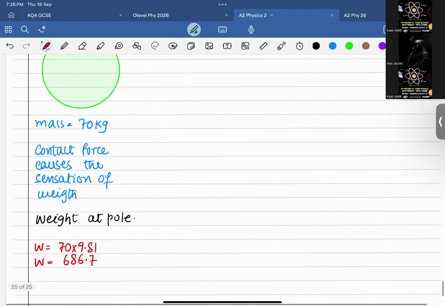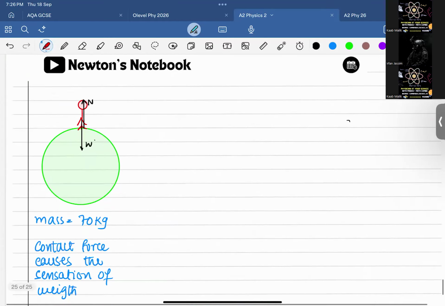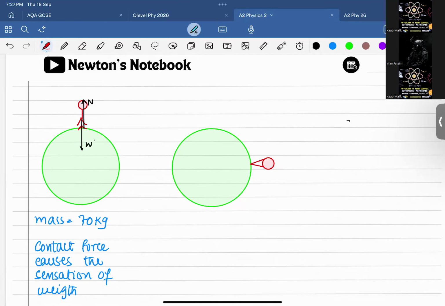Okay, fine. Now if we bring the same man on the equator, so now the equator is right here, and this is your man, right?